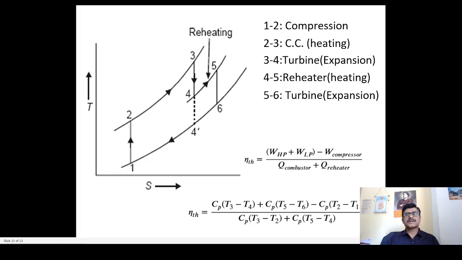Another arrangement used for improving the thermal efficiency of a gas turbine power plant is regeneration. We will discuss that regeneration arrangement in the next lecture.